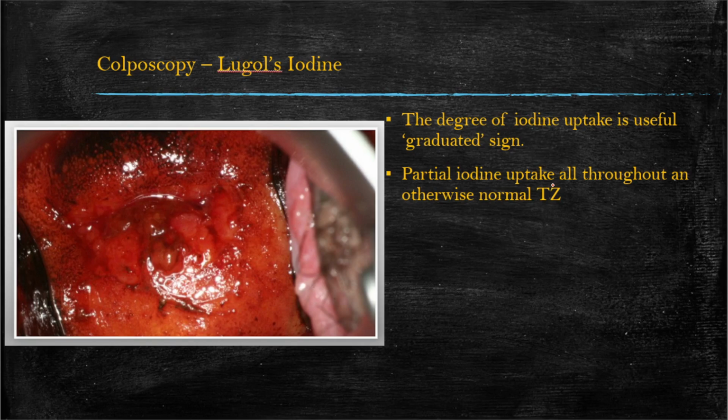Partial iodine uptake all throughout an area can just show a normal transformation zone. So all of this looks really quite similar in its lack of uptake. This isn't all dysplastic area. It looks like maybe some ectropion on there.